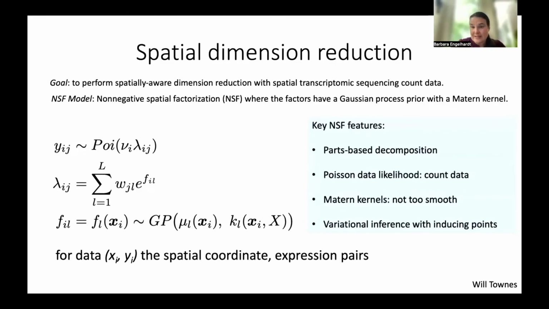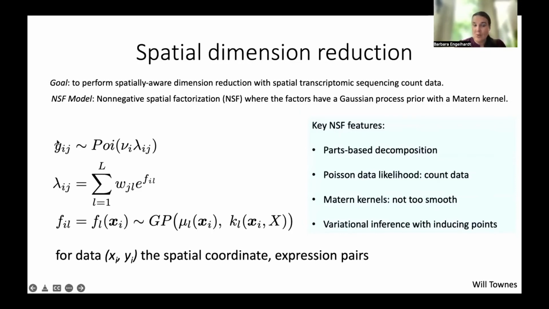So the model that we came up with actually looks like a fairly standard matrix factorization model. We're starting out with data (X, Y), where Y is going to be our vector of expression. So let's say we have 5,000 or 10,000 genes here, mRNA values, and these are going to be counts. And the X are going to be, in this case, the pair of coordinates describing the location in the sample where this observation was identified.